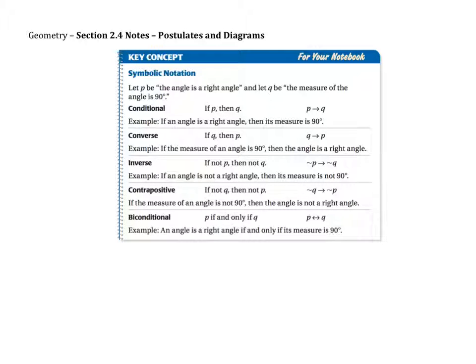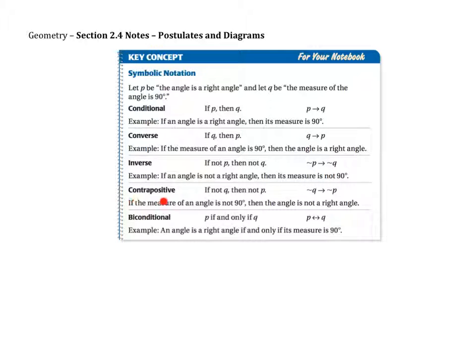If you remember from the last section, the converse is when you flip the hypothesis and the conclusion around. So this time, if Q, then P. So we would read that as Q implies P. Next, we have the inverse. Remember, in an inverse, you negate both the hypothesis and the conclusion. So in this case, if not P, then not Q. To show that symbolically, you use this little squiggly line for the not. So I would read this as not P implies not Q.